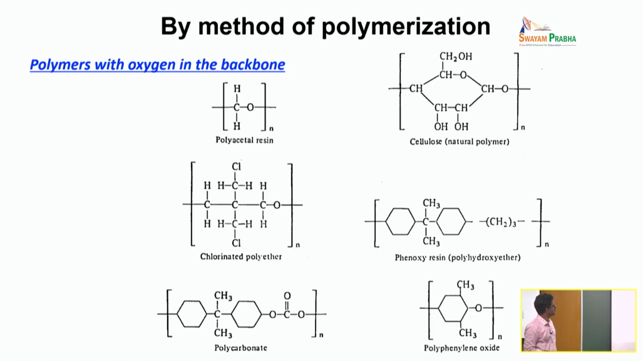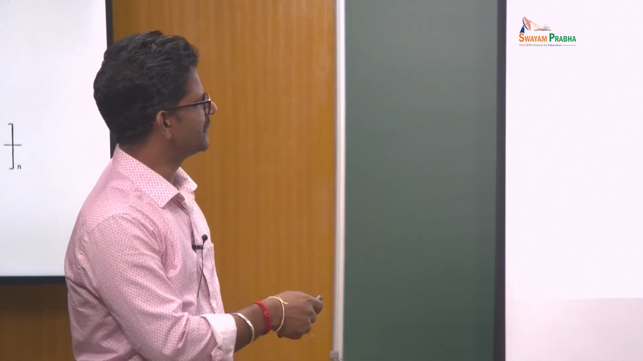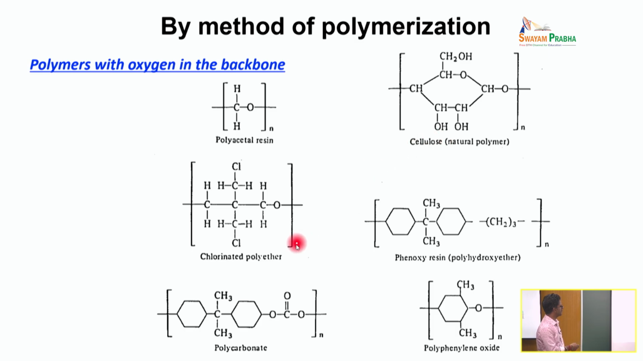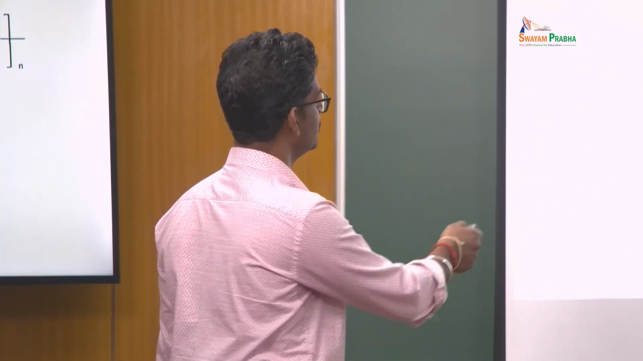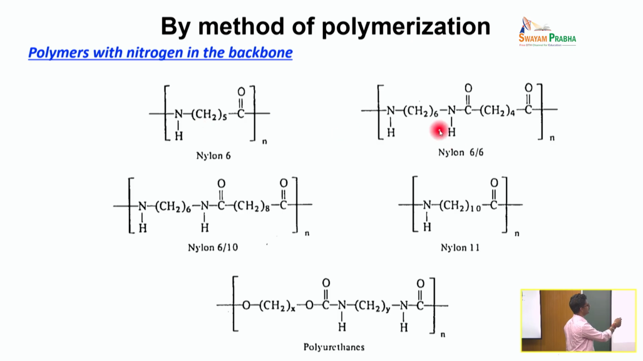So through this kind of condensation reaction, various kinds of polymers are made. For example, polyacetal, cellulose, chlorinated polyether, phenoxy resins, polycarbonate, and polyphenylene oxide. These are all different kinds of compounds that are made through this kind of step reaction. You can also have polymers in which the backbone contains quite a bit of nitrogen. So you can see nylon 6, nylon 6,6, all combinations of nylon will typically have the NC bond on the top. You can see the NC group here, the NC group here, all formed through this condensation reaction.